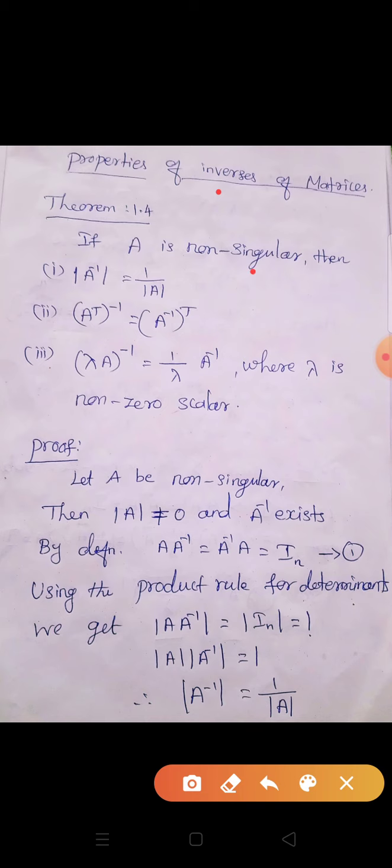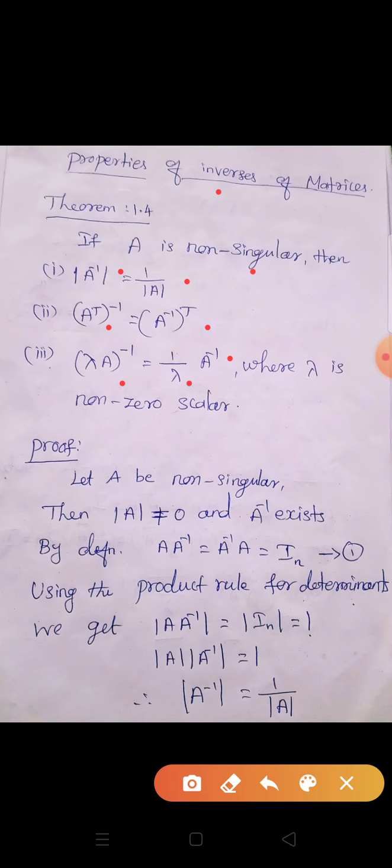If A is non-singular, then first, determinant A inverse is equal to 1 by determinant A. Second, A transpose whole inverse is equal to A inverse whole transpose. Number 3, lambda A whole inverse is equal to 1 by lambda A inverse, where lambda is a non-zero scalar. First we are going to prove one by one.